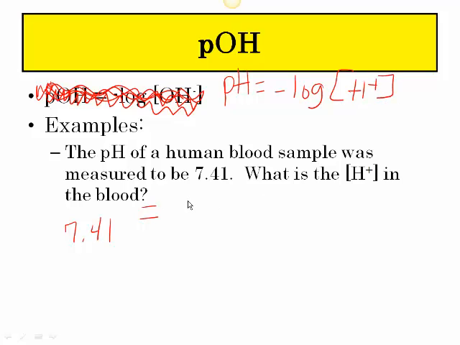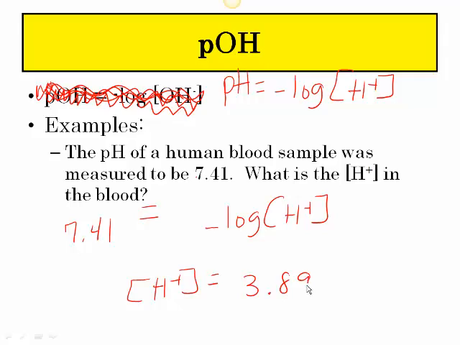Okay? And they're having you go backwards, so they're saying the pH of this blood is 7.41, and they want you to go backwards and say, hey, what was the initial concentration? Meaning, what was the negative log of the H plus? Let's go backwards. And so, I'm actually going to show you on my calculator how to do this because I think it's a little bit easier to show you. I'll show you how I actually get this answer of H plus equals 3.89 times 10 to the negative 8 molar.